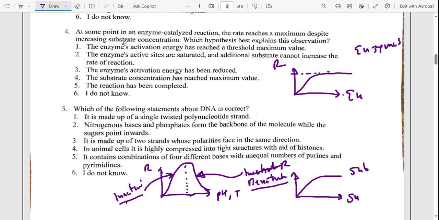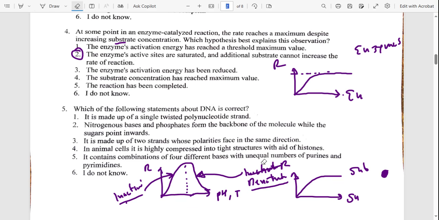Now remember, here we are talking about what? Even when we are increasing substrate. So we're talking about the substrate. For the substrate, remember, when you're increasing, it means that the enzymes have been all used up. So the enzyme's active sites are saturated. So this is the answer. I hope you understand that. If it was about the enzyme, the answer would have been the substrates have been used up. Does that make sense? Are we getting there?